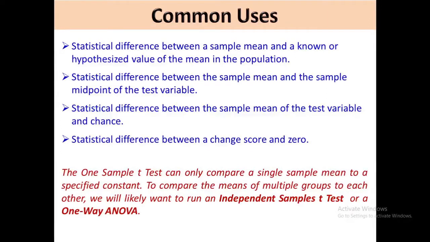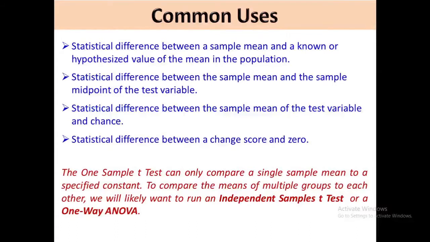Here we should note down that the one sample t-test can only compare a single sample mean to a specified constant. It cannot compare sample means between two or more groups. If we want to compare the means of multiple groups to each other, we will likely want to run an independent sample t-test to compare means of two groups, or a one-way ANOVA to compare means of two or more groups.